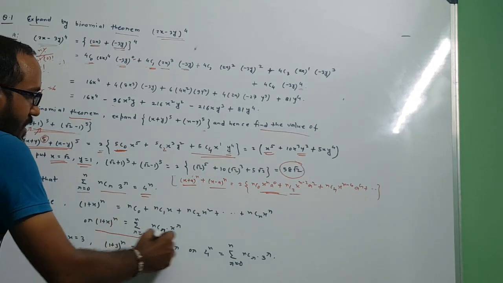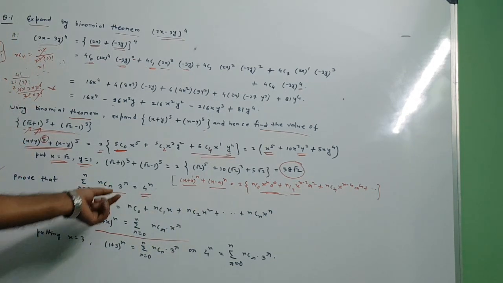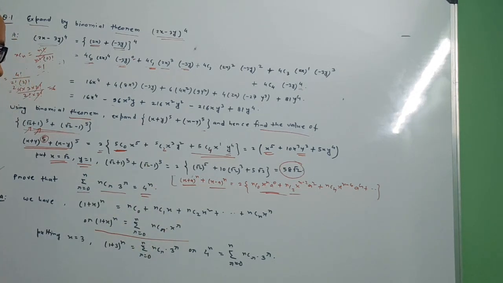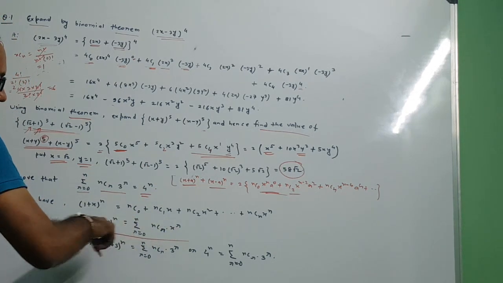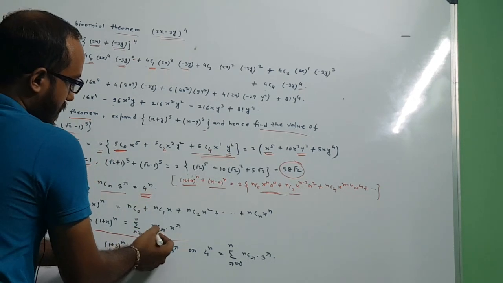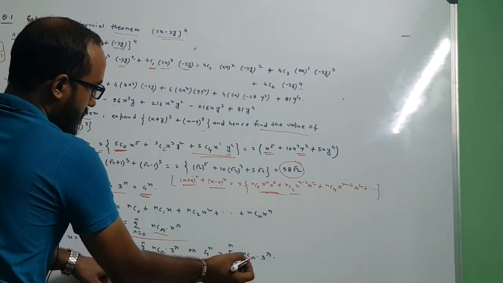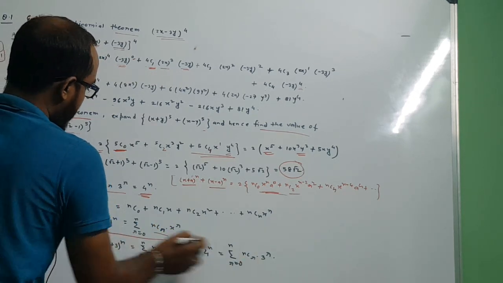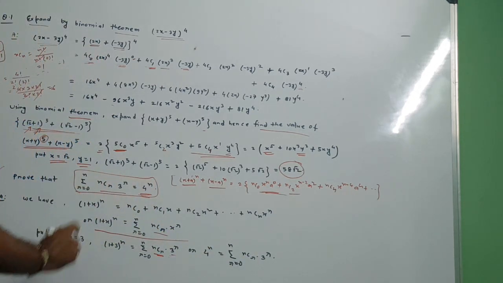So in general formula we can write this as 1 plus x to the power n would be summation r equals 0 to n nCr x to the power r. Put x equals 3 on both sides, so 1 plus 3 to the power n, that is 4 to the power n, would be nCr into x is 3, so 3 to the power r. See, we have just proved this thing.